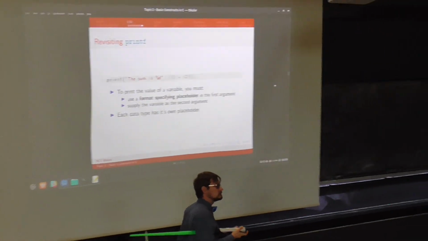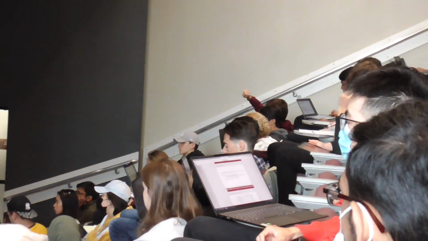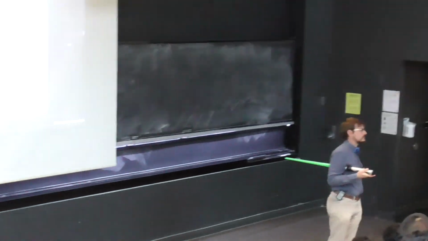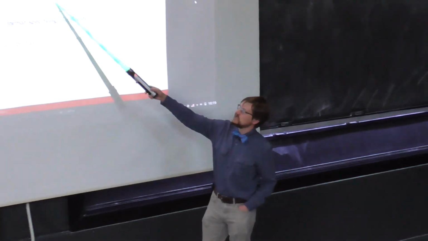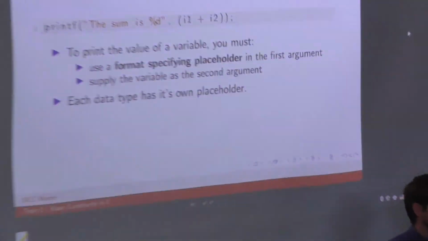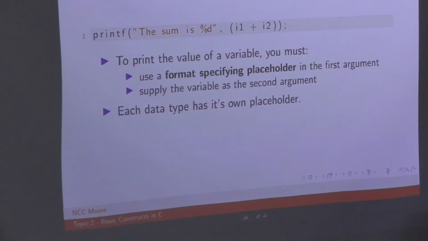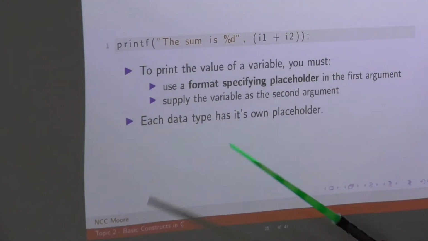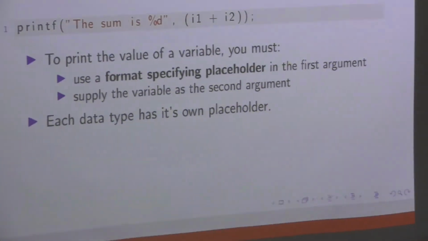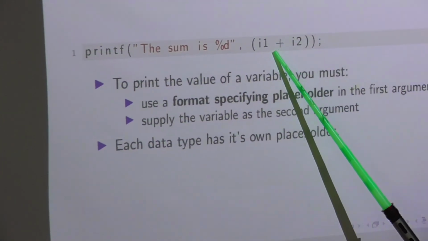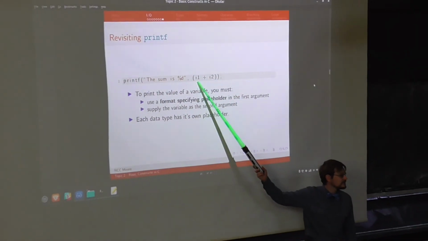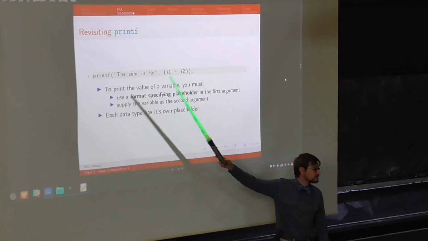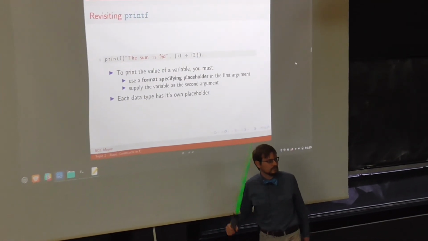Question: could you just print out brackets and then just a variable name and nothing else? No, that doesn't work, because if you were to just printf I1 plus I2, the return type is an integer, not a string. The first argument is expecting a string. In fact, it's even worse than that, because an integer can be interpreted as a character, but it has no null terminating character. So, not a good idea. It'll give you a type incompatibility error.